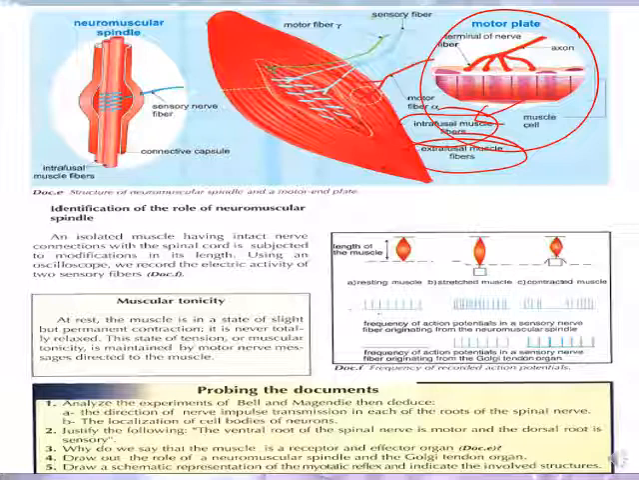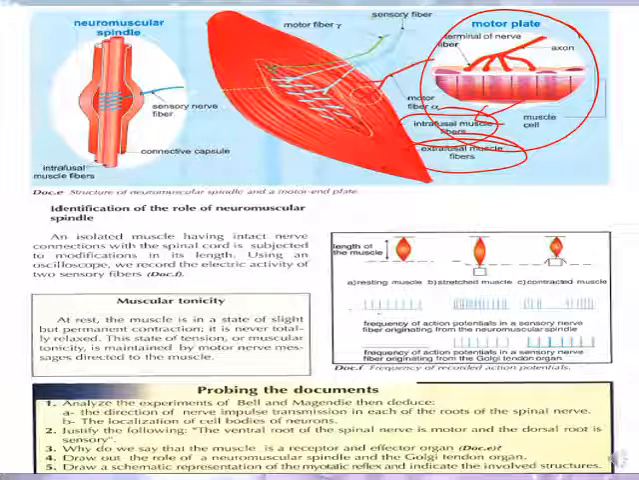This is part number 3. Let's move now to the identification of the role of the neuromuscular spindle. An isolated muscle having intact nerve connections with the spinal cord is subjected to modifications in its length. Using an oscilloscope, we record the electric activity of two sensory fibers. Here A is at rest, B is stretching, C is a contracted muscle.